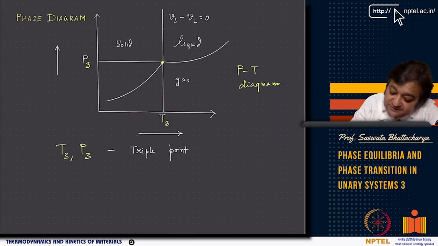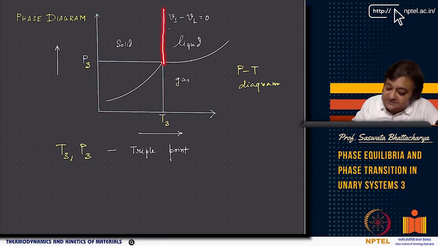Why is that? To understand that, another thing, please note, say when Vs minus Vl is equal to 0, this is something that you please try to find out why, I have given enough hint. So Vs minus Vl equal to 0, you see it is basically parallel to the y-axis, right? This phase boundary that you have between solid and liquid is parallel to the y-axis.